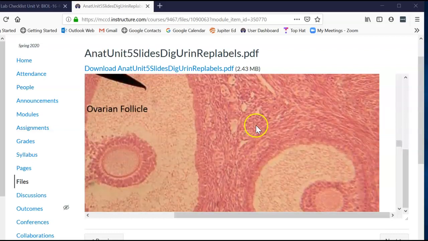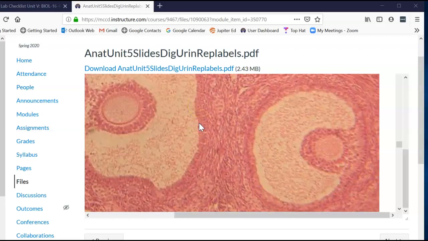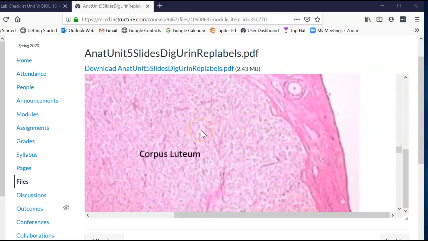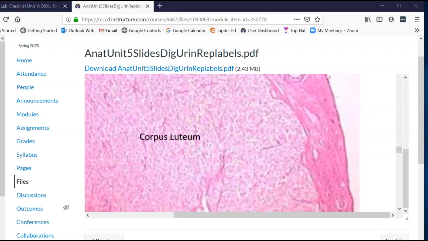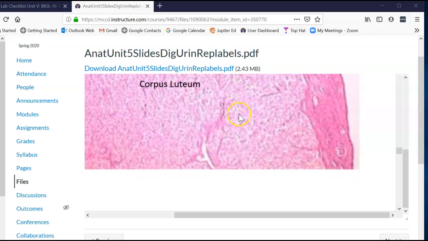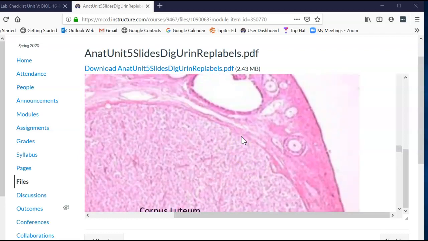The Graafian follicle or tertiary follicle, its job is to make sure that the estrogen, as it's developing, the estrogen being produced is going to cause the uterine lining to build up. Okay, so that is the female ovary.